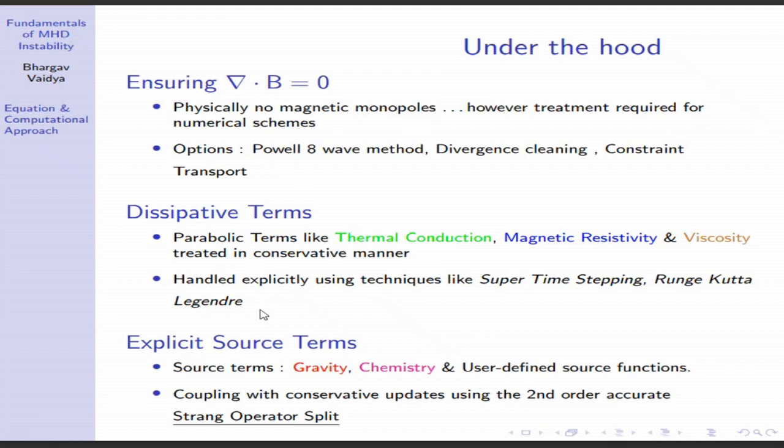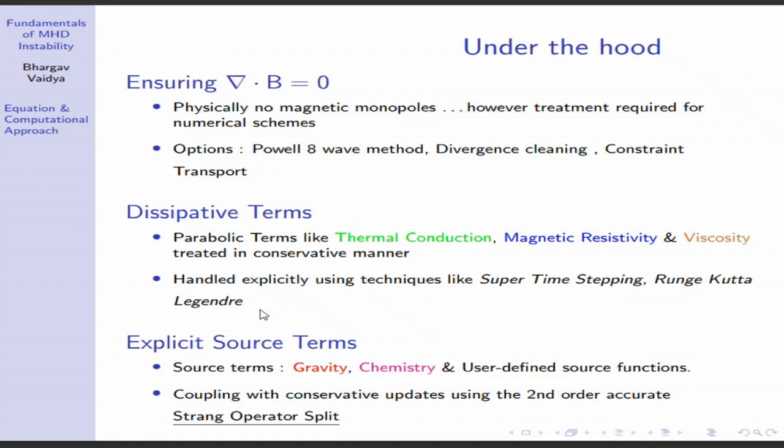So in your CFL condition, there is a term of delta x by delta t, and also delta x square, and eta also comes in from there. If I put a larger eta, the time step becomes smaller. So you have to be careful about that aspect.